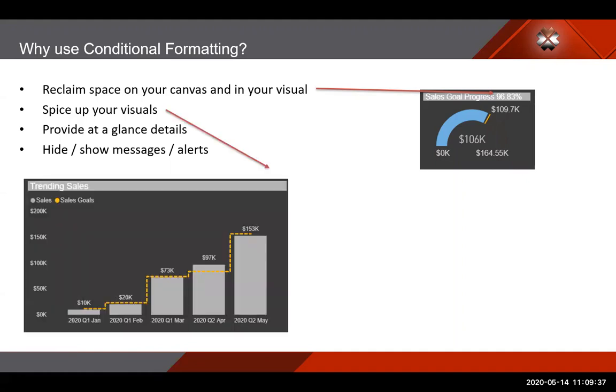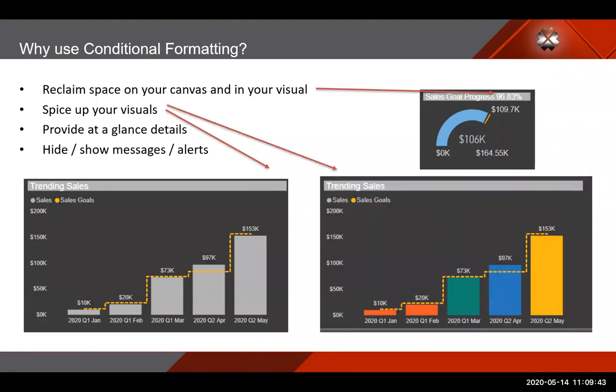Another reason is spicing up your visuals, and here's another example from our demo. We're going to have trending sales. You can format it for your company's KPI values, make it a little more interesting. It also provides at-a-glance details. If I've got KPI colors, red, yellow, green, blue being the best, red being the worst, I can glance at this and see that the month of March was a good month. It was green, and we met our sales goal.